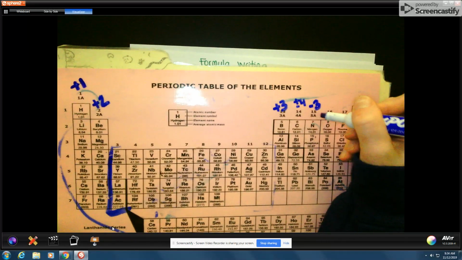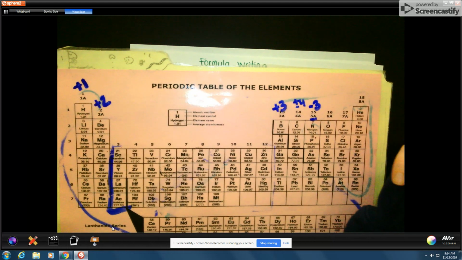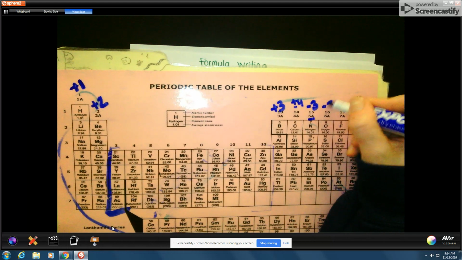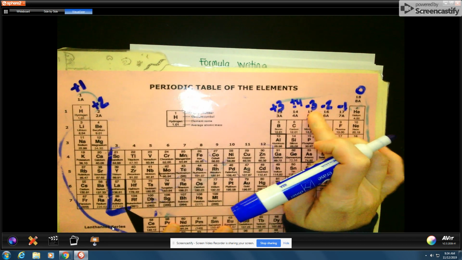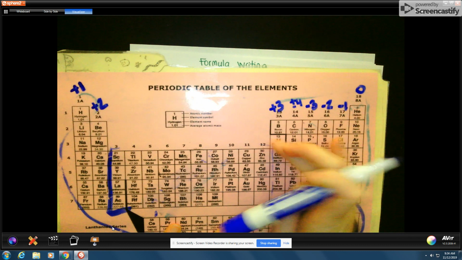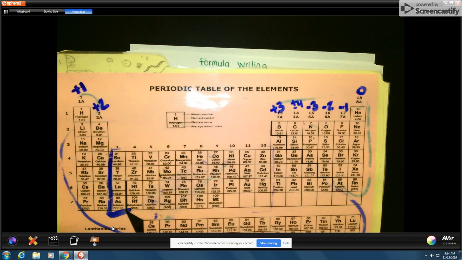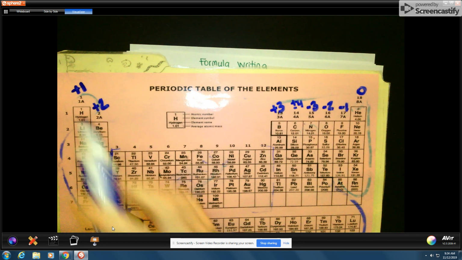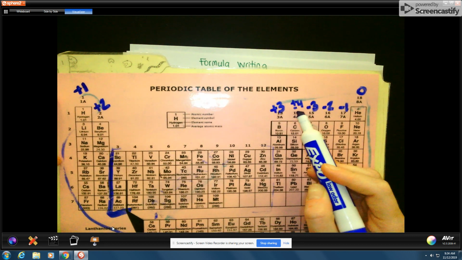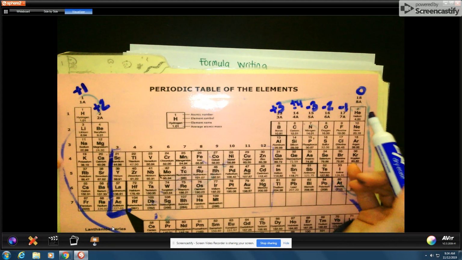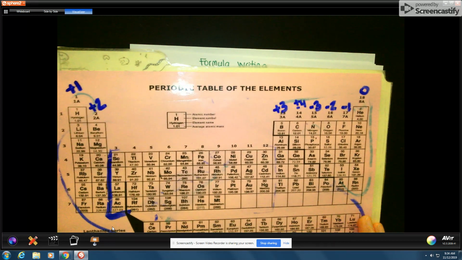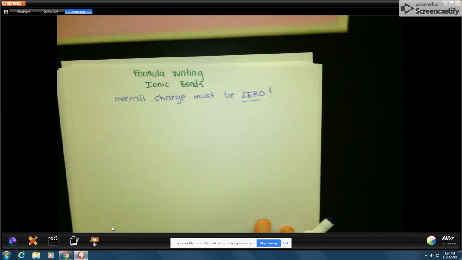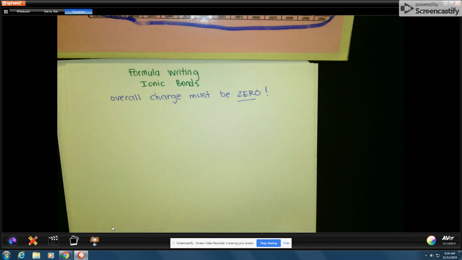This one's -3 because it has 5 valence. It would gain 3 electrons. This would be -2, -1, and 0. This is one of those things that you got to have memorized. Find some funny way to remember these charges. +1, +2, +3, plus or minus 4, and then starts counting backwards in the negatives. That's how I remember it, but you find something that works for you. So in this, we're going to have the overall charge be 0.